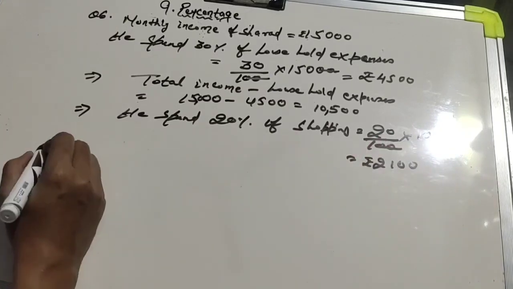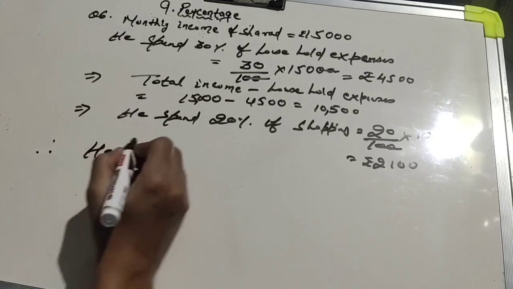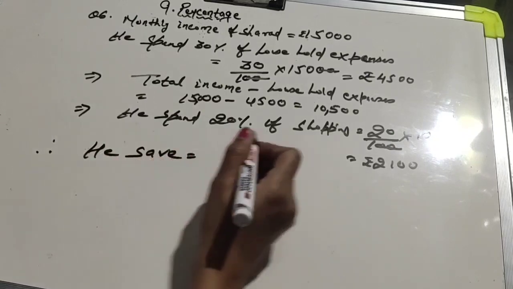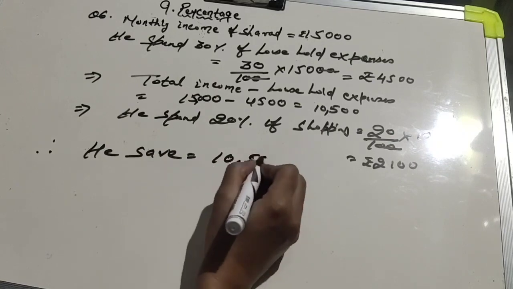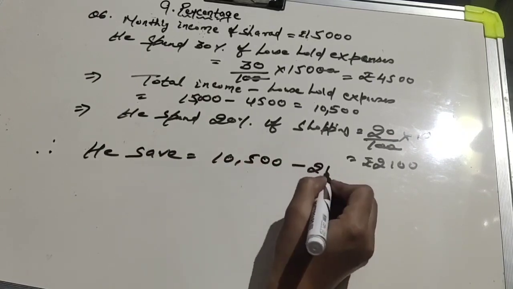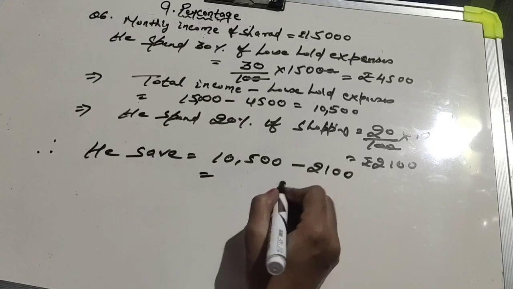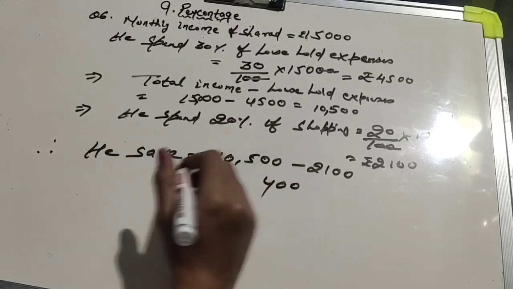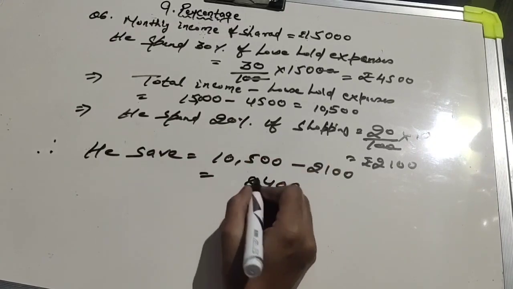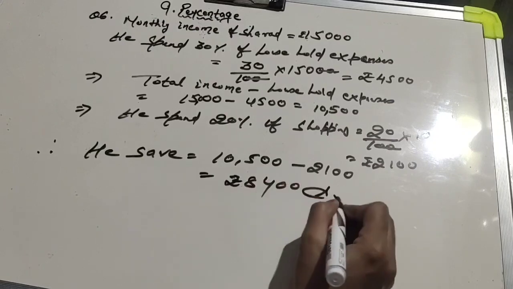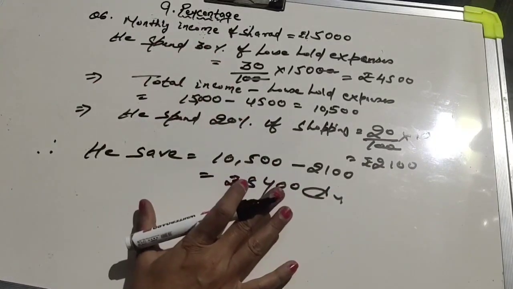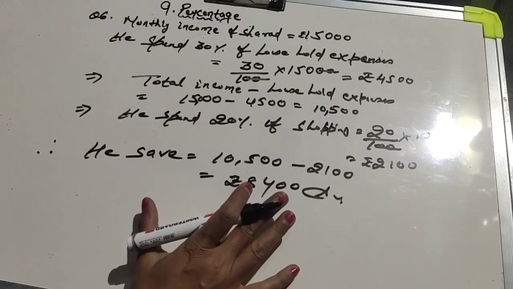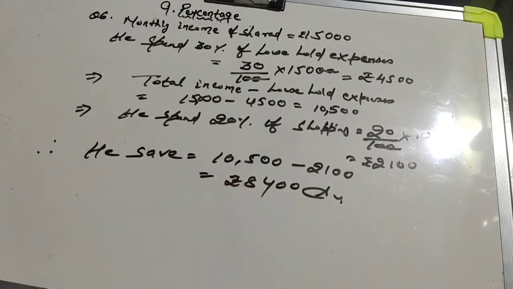Now the next, what to do? We will go with the total amount, 10,500, minus what he spent on window shopping, which is 2100. We will subtract: 8400 he saved every month. Okay, so this is your statement given. If you want to change your statement, you have to change yourself. I will go with the short method.